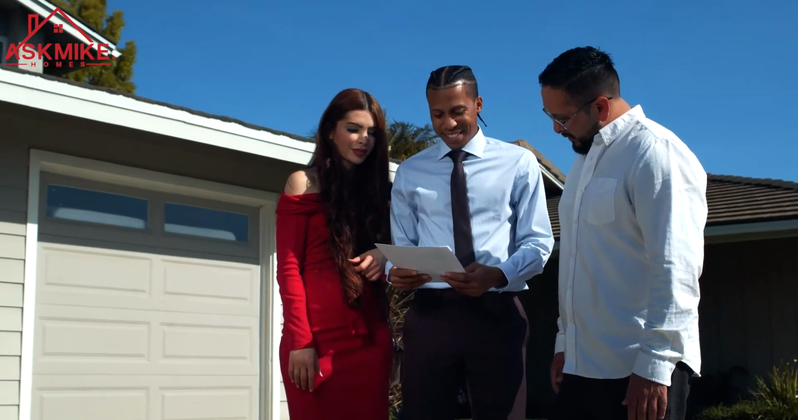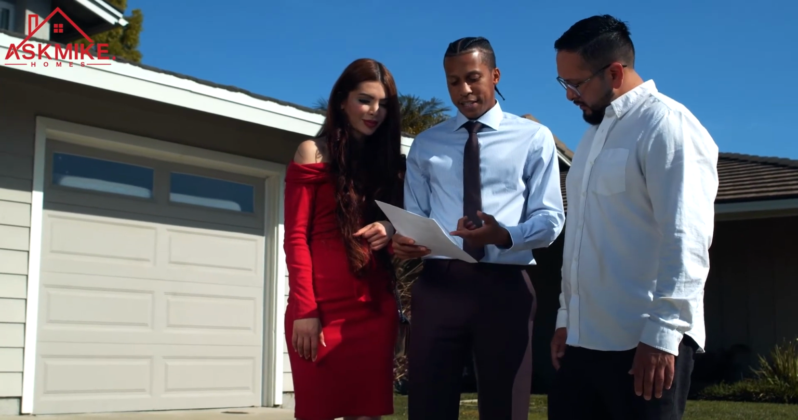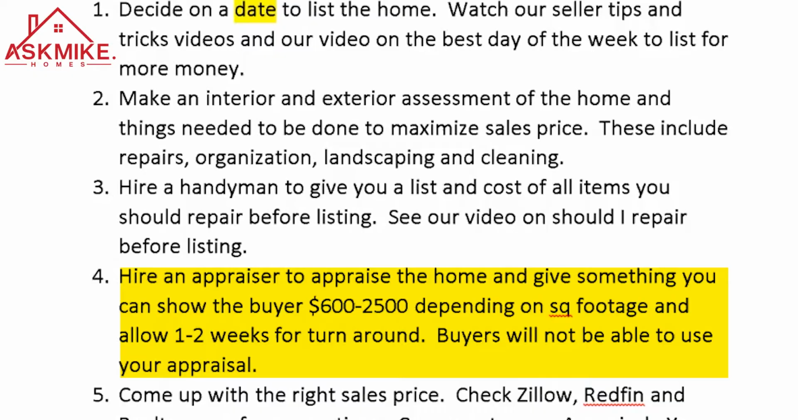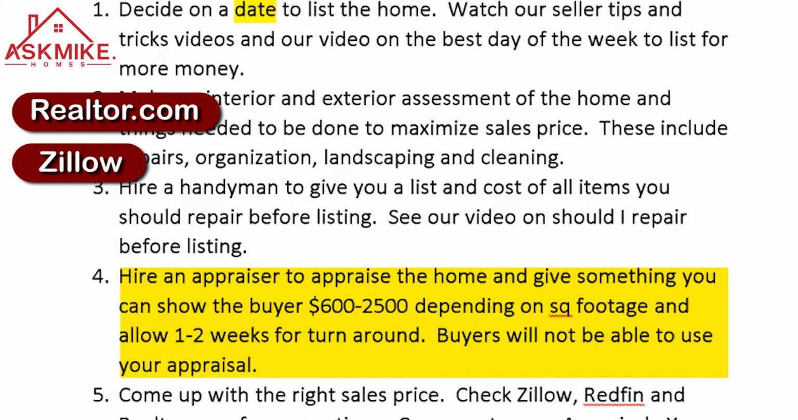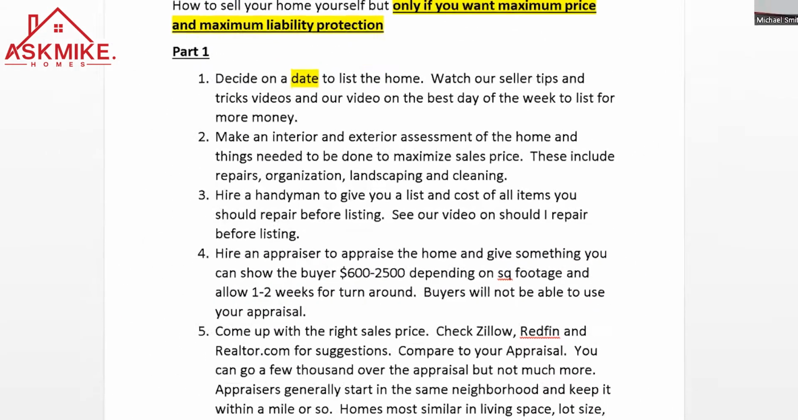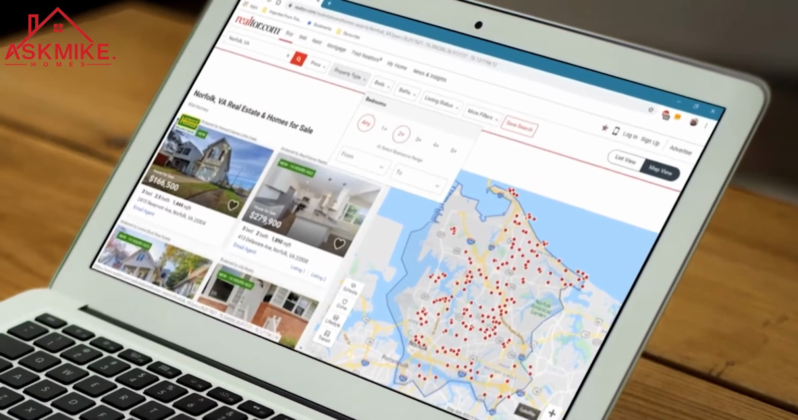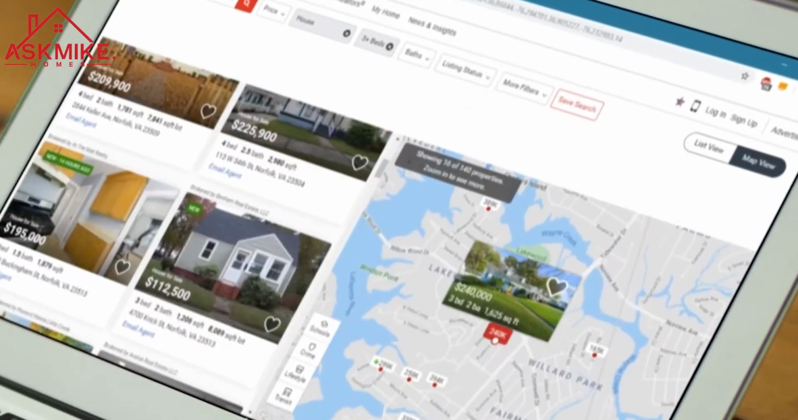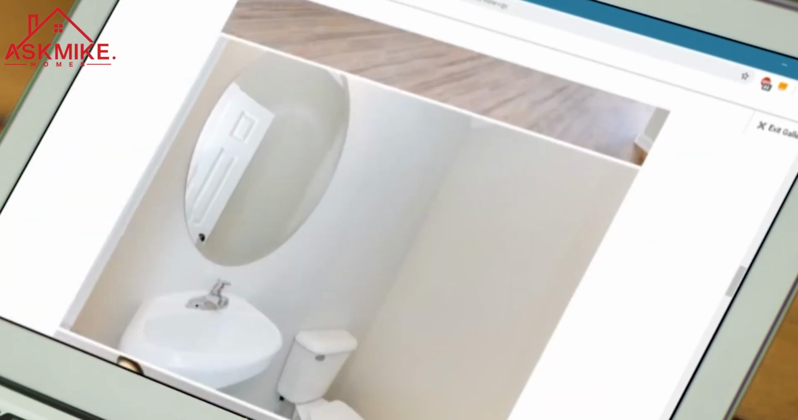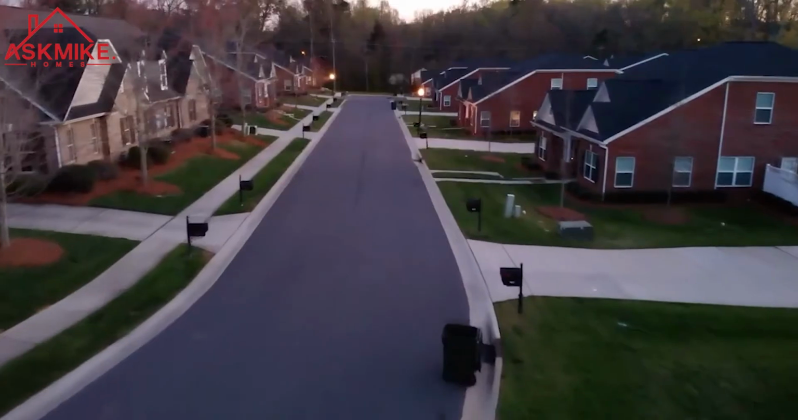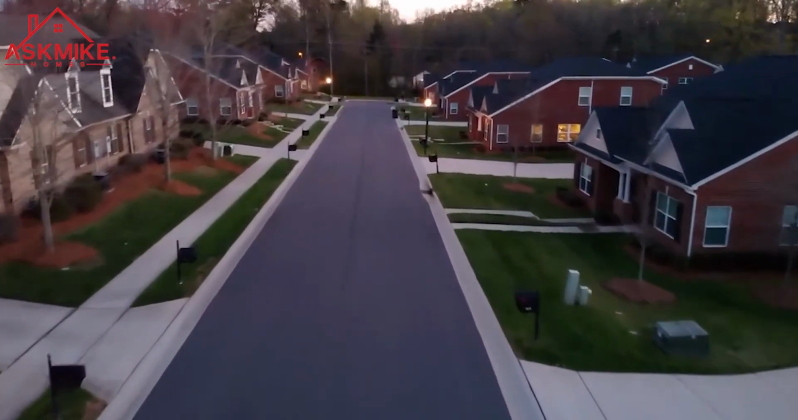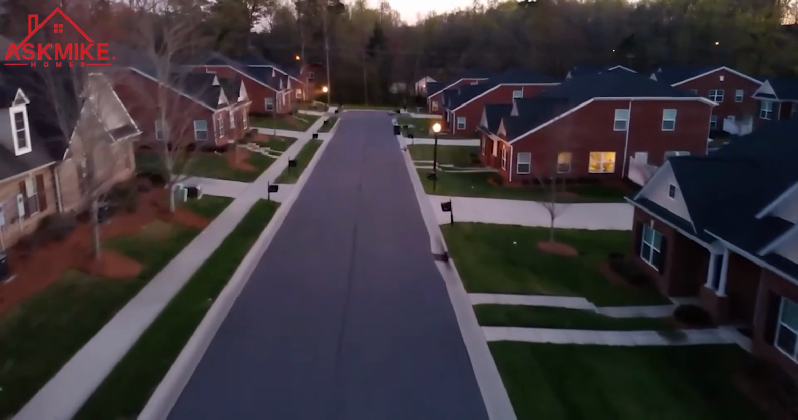Now, people normally don't think of hiring an appraiser when they're selling their home for sale by owner. They basically go to realtor.com, Zillow, or one of the other websites. The one thing about these websites people have to keep in mind, these websites have never been inside your home. They don't know the neighborhood. They don't know the surroundings. They're strictly using these algorithms.